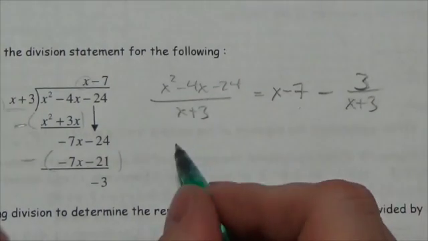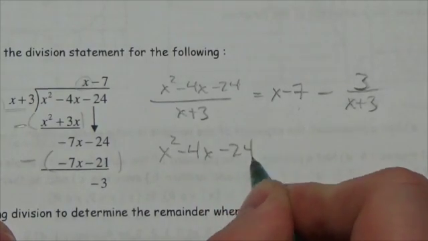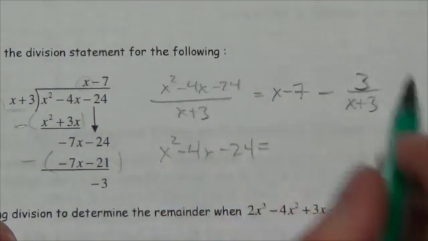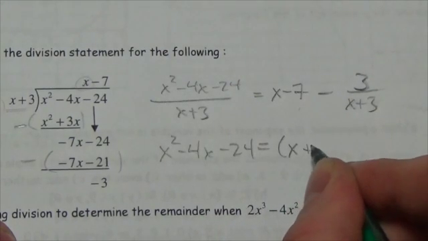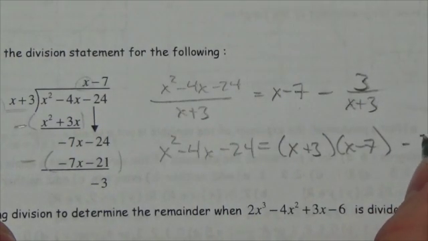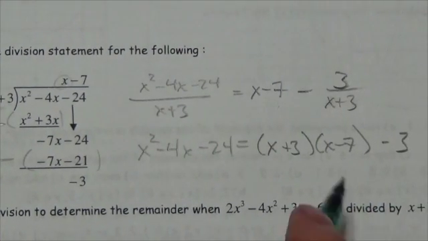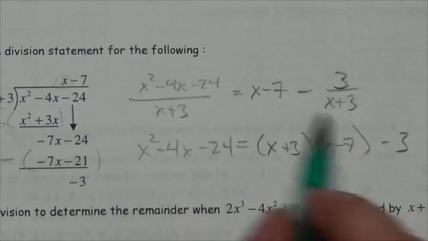Now another way I could write this would be x squared minus 4x minus 24 equals, and now I'm going to multiply this whole expression through by x plus 3. So it'll be x plus 3 times x minus 7. There's my quotient. And then my remainder is tacked on at the end there, that minus 3. So here's another way of writing that. And we're going to find that this is actually pretty useful.